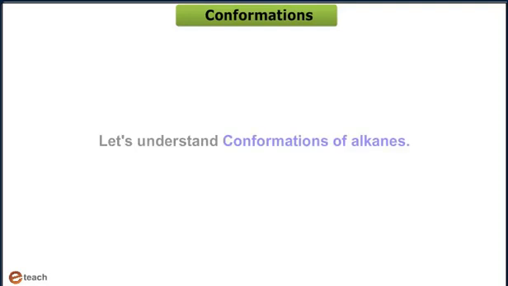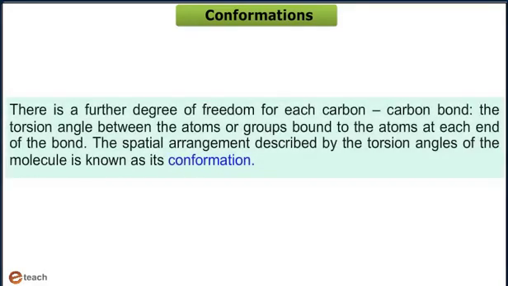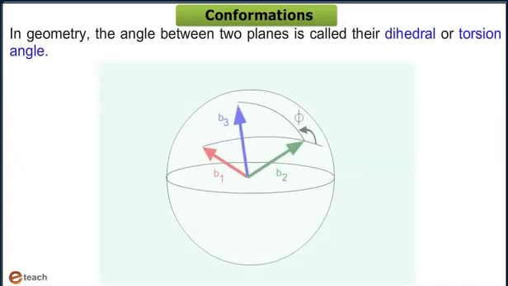Let us now understand conformations of alkanes. There is a further degree of freedom for each carbon-carbon bond: the torsion angle between the atoms or groups bound to the atoms at each end of the bond. The spatial arrangement described by the torsion angles of the molecule is known as its conformation. In geometry, the angle between two planes is called the dihedral or torsion angle.